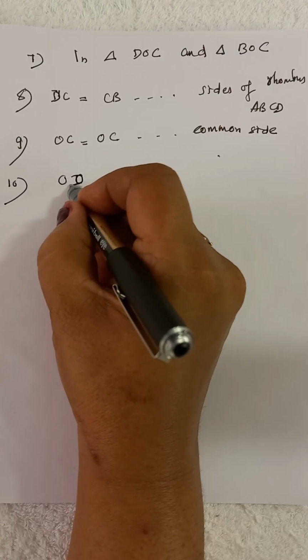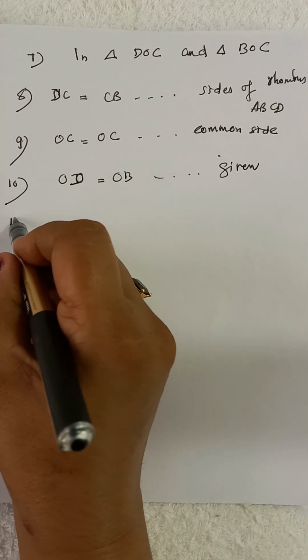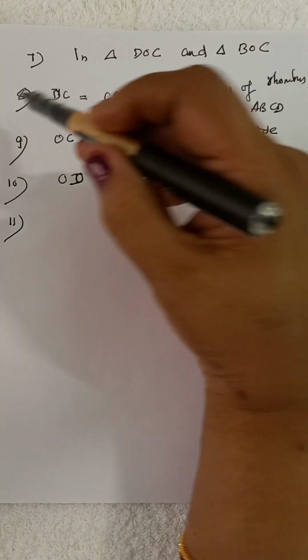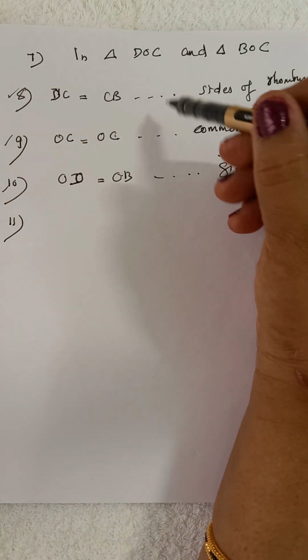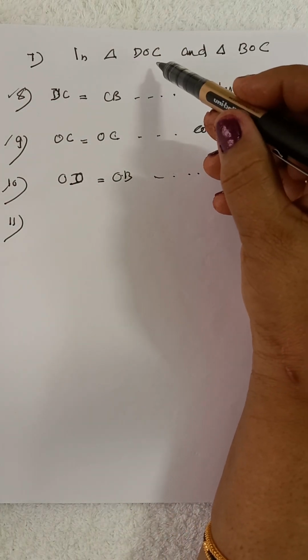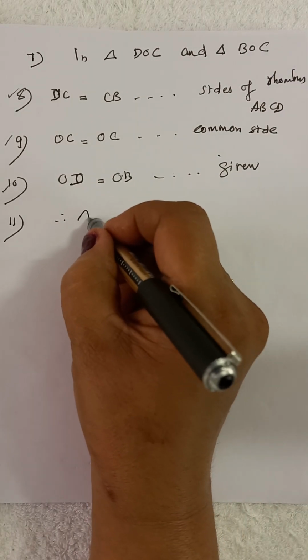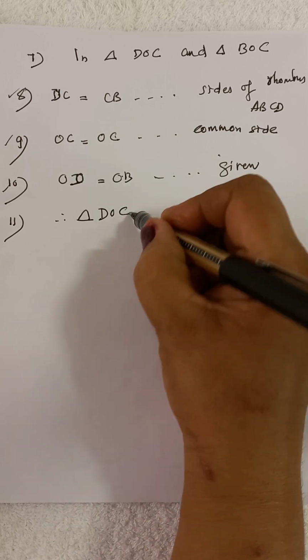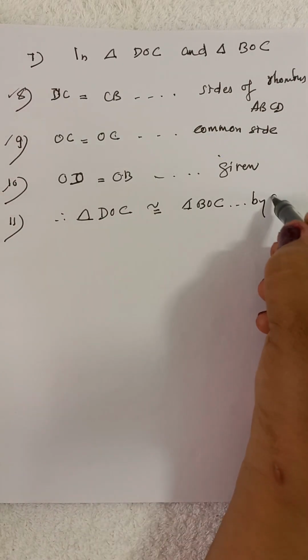10th point, these two sides OD and OB, these two are given as equal. So we can write OD is equal to OB, given is the reason. Now we got 3 parts as equal, side, side, side. In these two triangles, DOC and BOC. So we can write, therefore, triangle DOC is congruent to triangle BOC by SSS test.